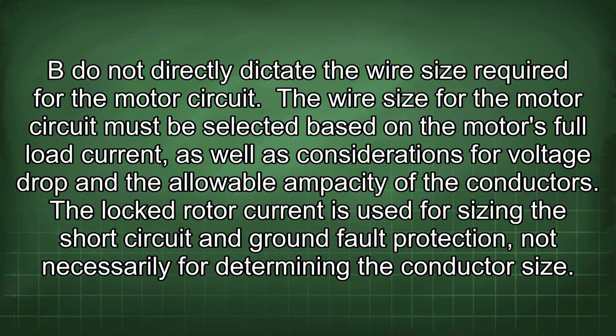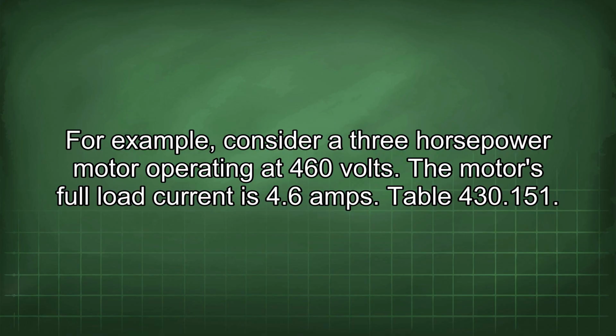The wire size for the motor circuit must be selected based on the motor's full load current, as well as considerations for voltage drop and the allowable ampacity of the conductors. The locked rotor current is used for sizing the short circuit and ground fault protection, not necessarily for determining the conductor size. For example, consider a 3 horsepower motor operating at 460 volts.